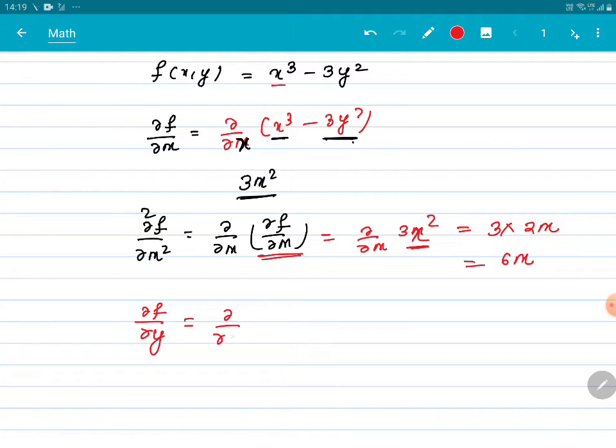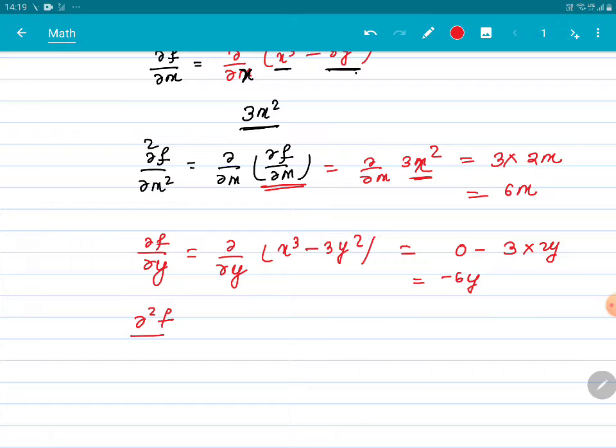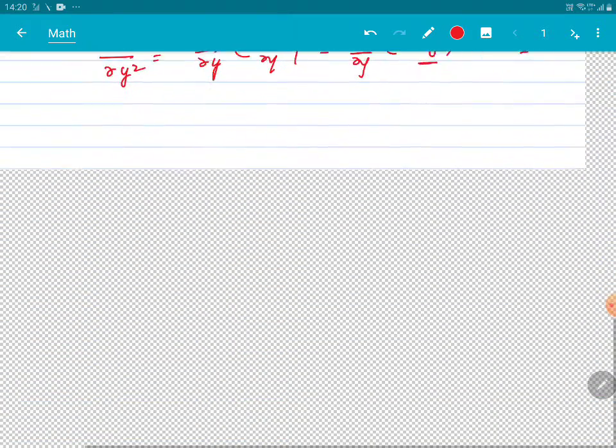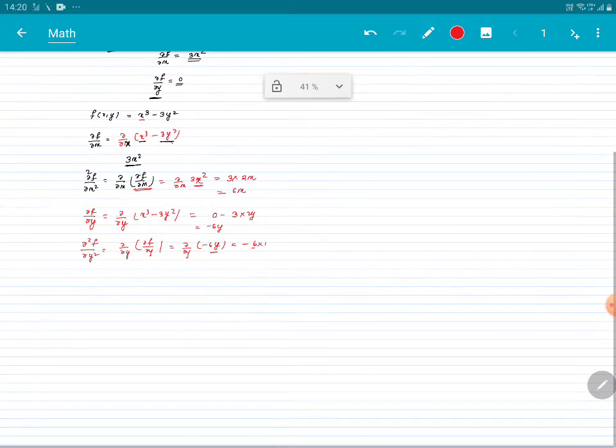Now, del by del y. Yes. So, with respect to y, x is 0, and 3 into y square gives 2y, that is minus. What is the del square f by del y square? Now, del by del y of del f by del y. What is del f by del y? Minus 6. Minus, the derivative of y is 1, so minus 6 into 1, that is minus 6. Clear? Now partial differentiation and ordinary differentiation are done.